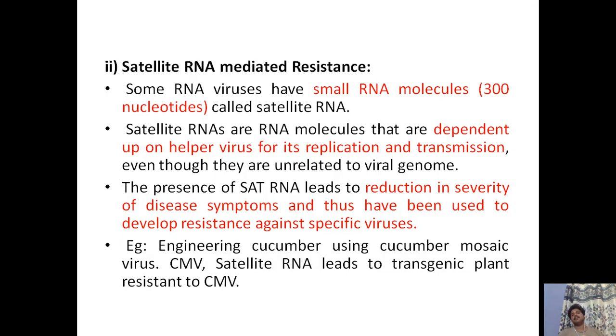Then satellite RNA mediated resistance. Some RNA viruses have small RNA molecules, about 300 nucleotides in length, which are called satellite RNA. These satellite RNAs are molecules dependent on helper viruses for their replication and transmission, even though they are unrelated to the viral genome. Their presence leads to a reduction in the severity of disease symptoms, and they have been used to develop resistance against specific viruses. The best example is cucumber mosaic virus resistance with the help of satellite RNA.